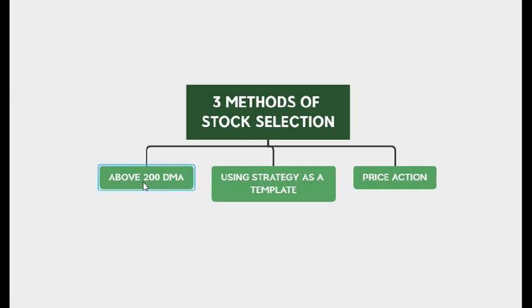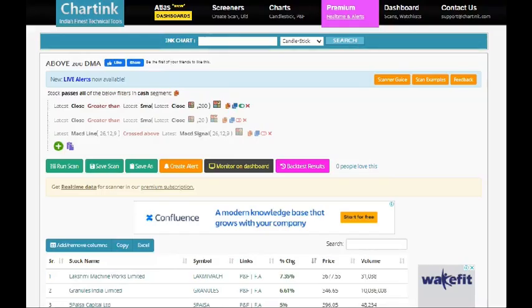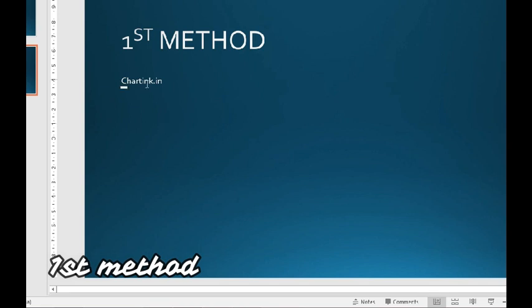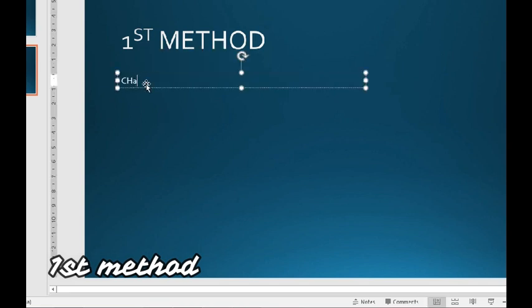Now let's get started with the first method, which is finding out which stocks are above the 200-day moving average. To find out which stocks are above the 200-day moving average, I will be using this website called charting.com. Let me just write it and show it to you so that you know where to go. Charting.com, this is the name of the website.